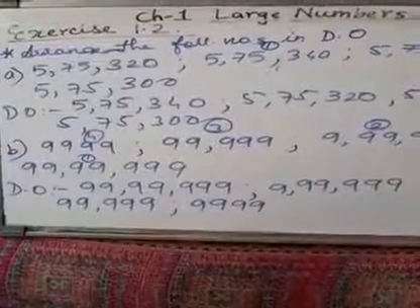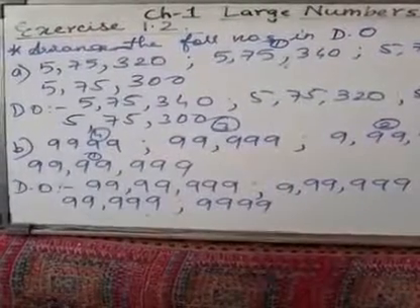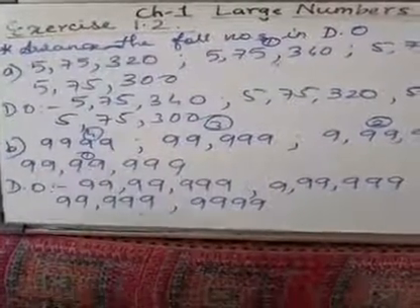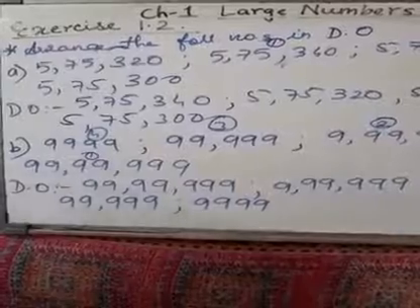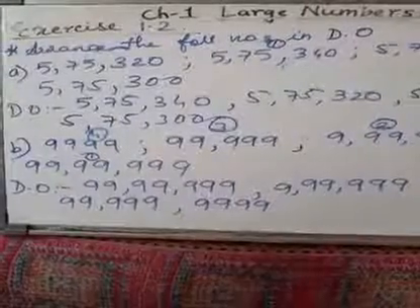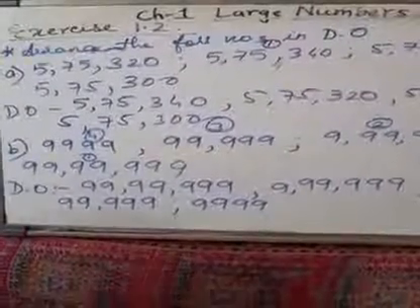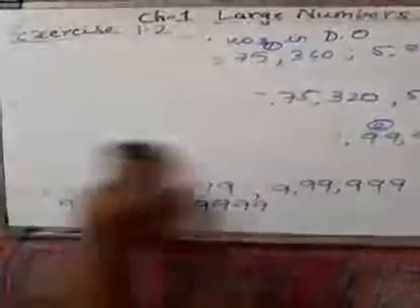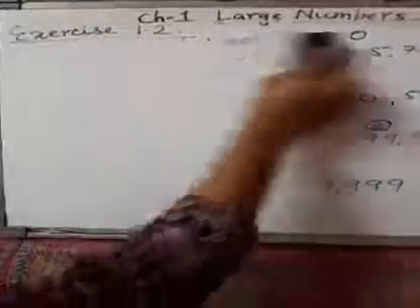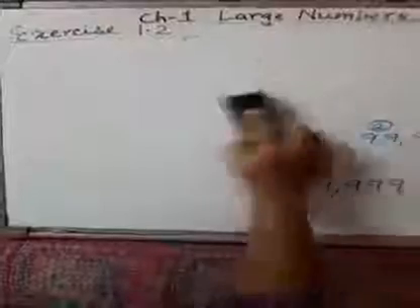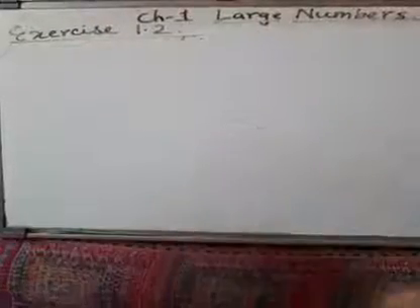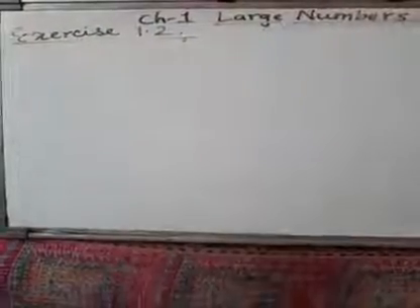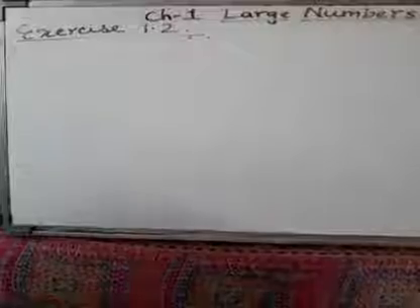Okay. So you have understood, everyone, what is ascending order, what is descending order, right? We will start now with the next question, and then we are about to finish with this exercise 1.2. Now let us start. Now here we have to write the last question.